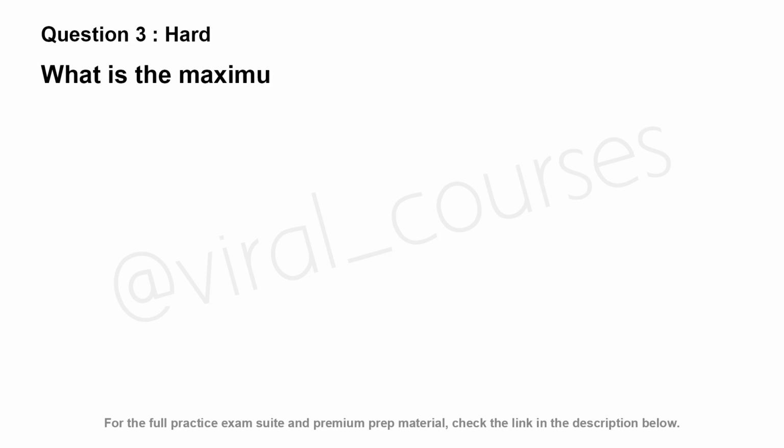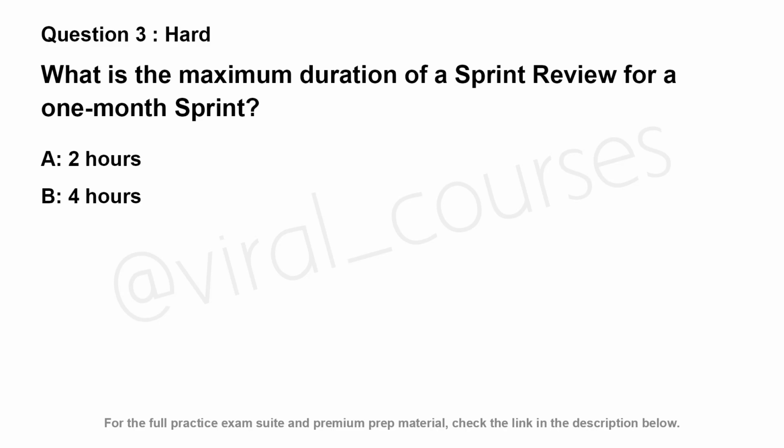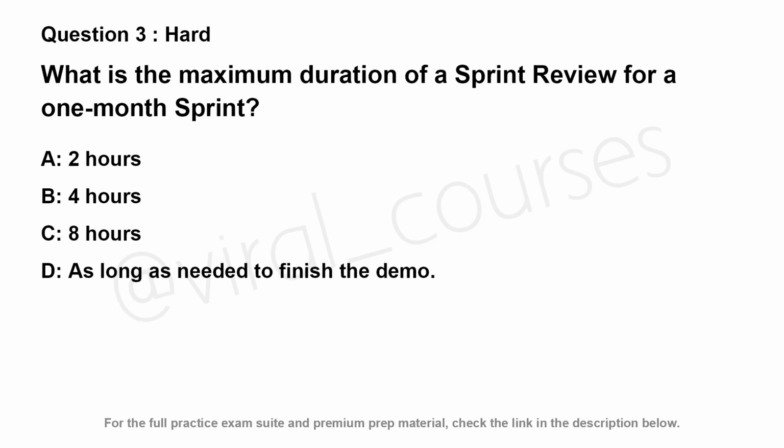What is the maximum duration of a sprint review for a 1-month sprint? Option A, 2 hours. Option B, 4 hours. Option C, 8 hours. Option D, as long as needed to finish the demo.